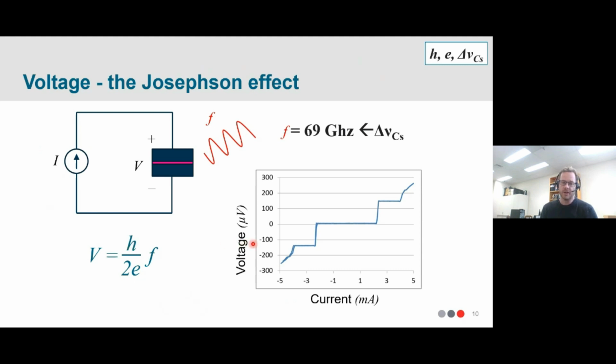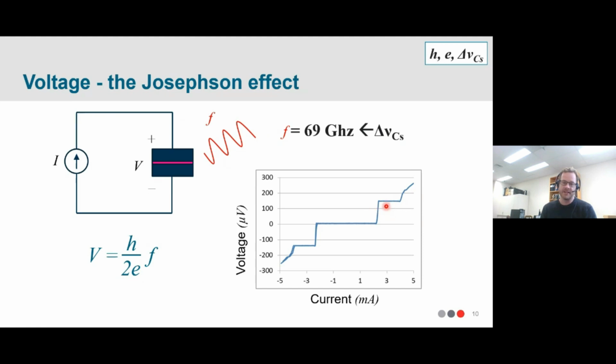And so you can look at the relationship between the voltage and current. So current will go through when you shine the microwave radiation on there. This is called the inverse AC Josephson effect. And it will generate a relationship between the current and voltage that's quantized. So you could have various measurements of current in here, but you'll have exactly specific voltage outputs.